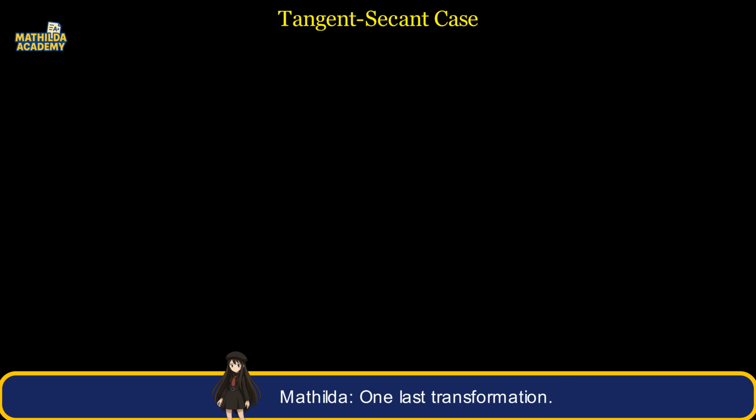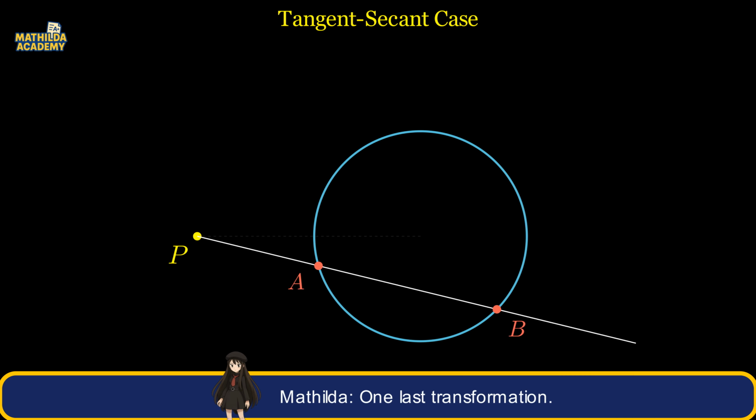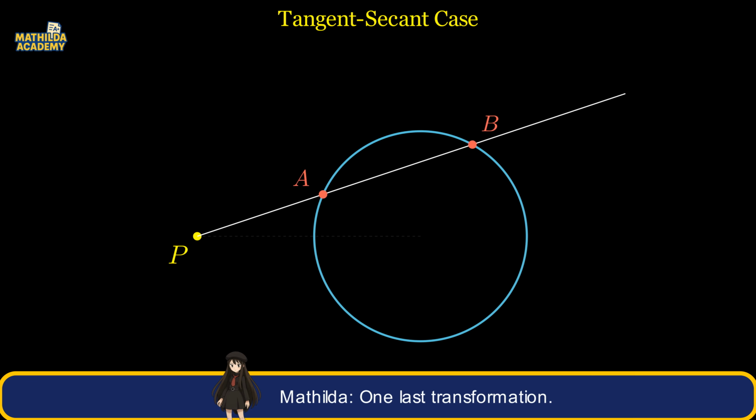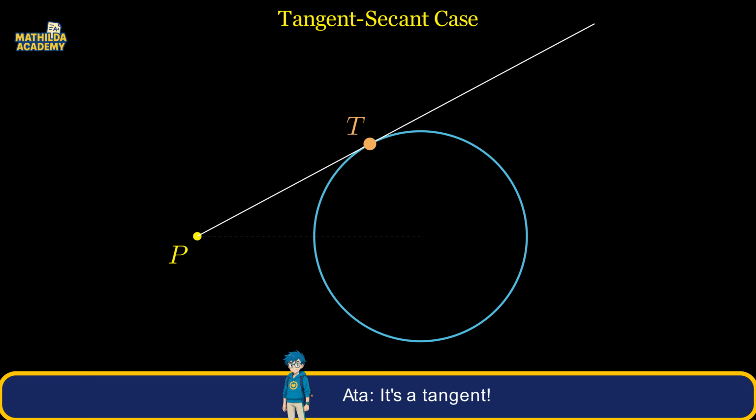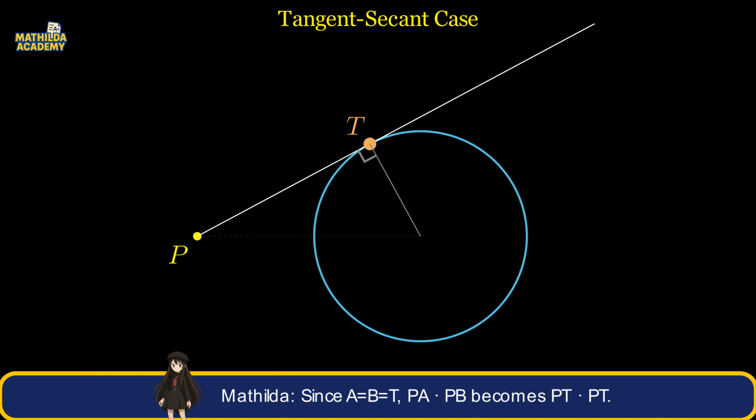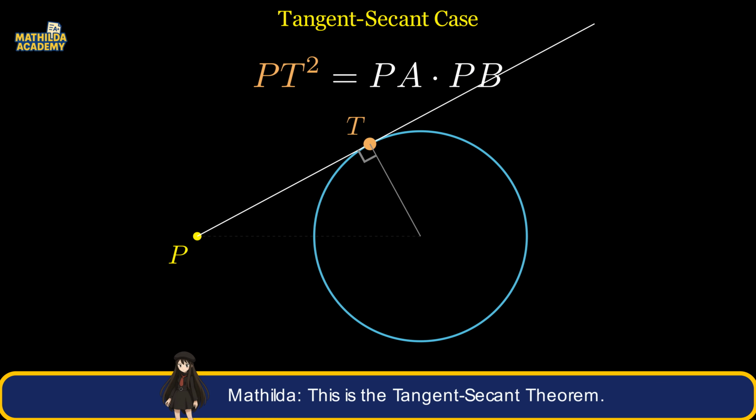One last transformation. If I push it until A and B merge into T, it's a tangent. Since A equals B equals T, PA times PB becomes PT times PT. This is the Tangent-Secant theorem.